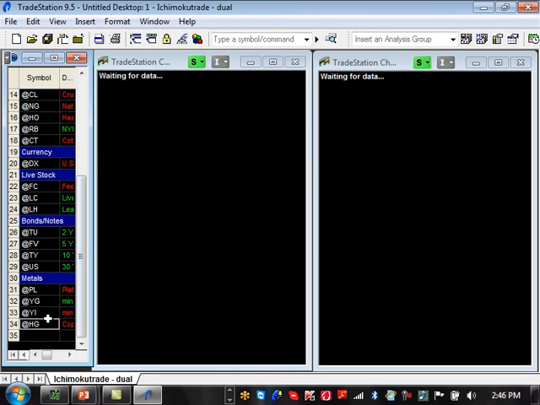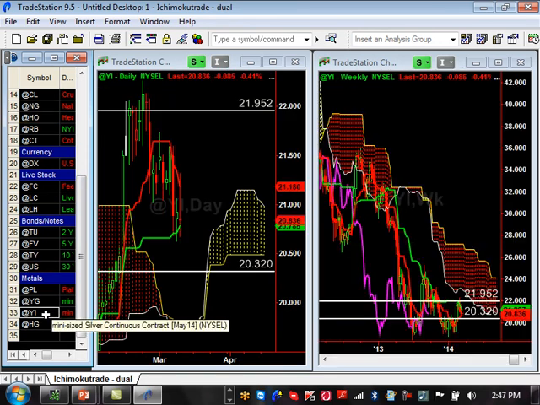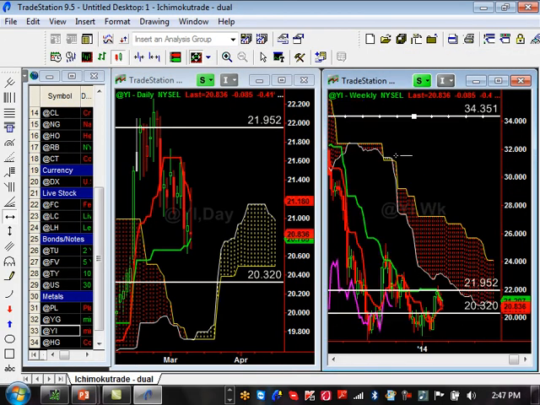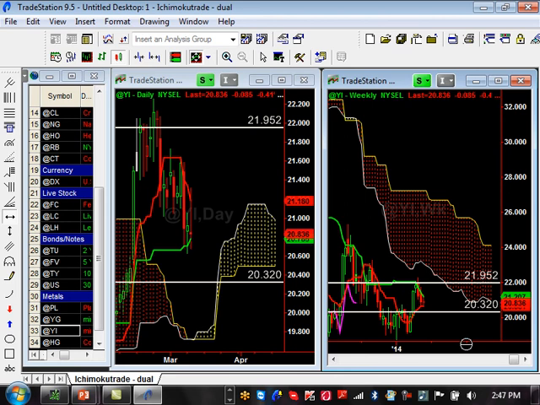Silver is the next one. You can see silver's not as bullish as gold is right now, but you could see here it's trying to set up to go bullish. Support on this one is going to be about 20.32. Resistance is going to be 21.95.